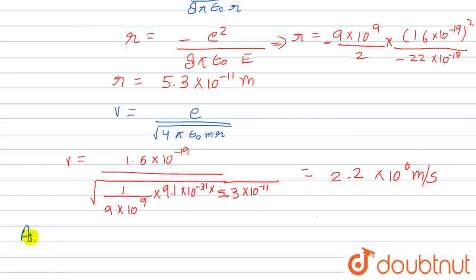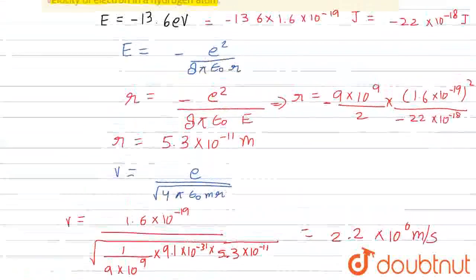So we'll write our answer. The orbital radius r is equal to 5.3 multiplied by 10 to the power minus 11 meters, and the velocity is 2.2 multiplied by 10 to the power 6 meters per second. So this is our final answer.